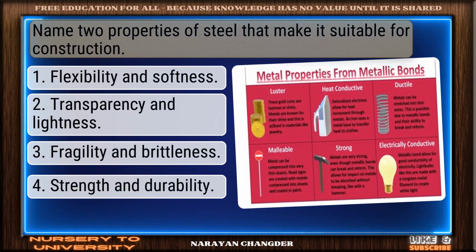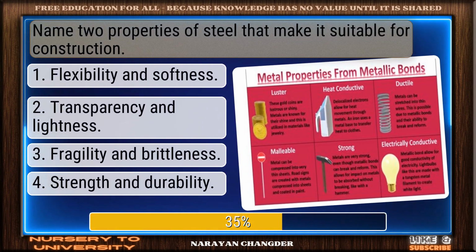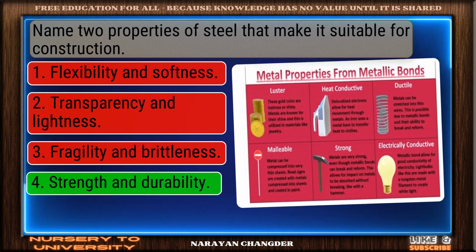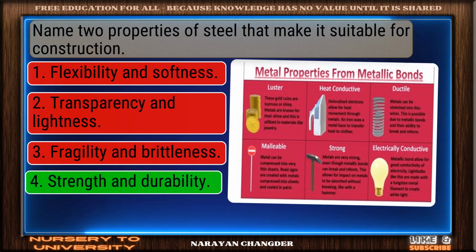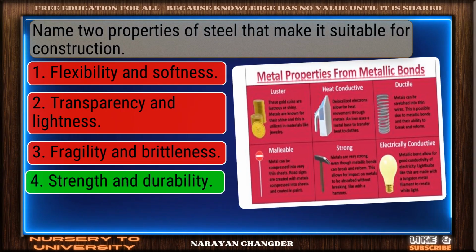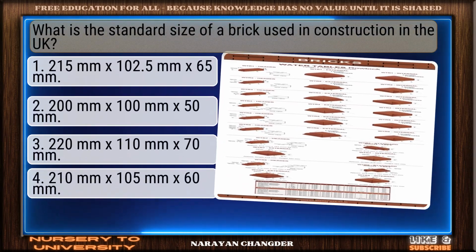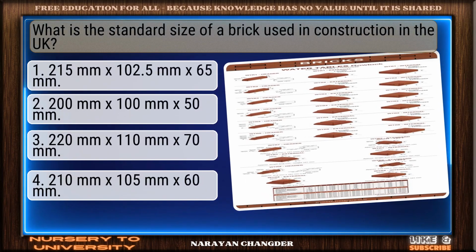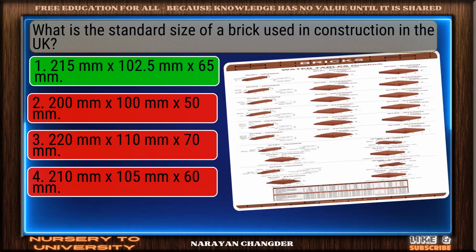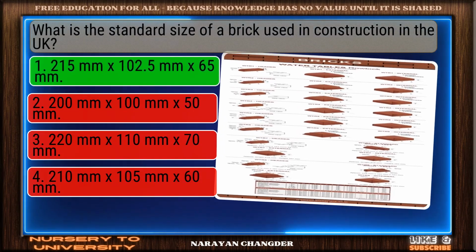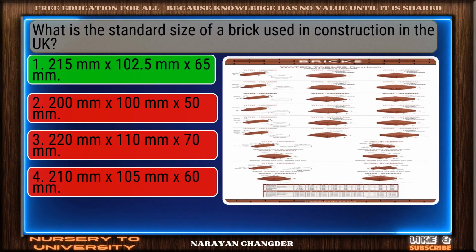Name two properties of steel that make it suitable for construction. Clear logic. Your choice, strength and durability, is sound and 100% true. What is the standard size of a brick used in construction in the UK? Nice selection. 215 mm x 102.5 mm x 65 mm is the correct and valid answer.